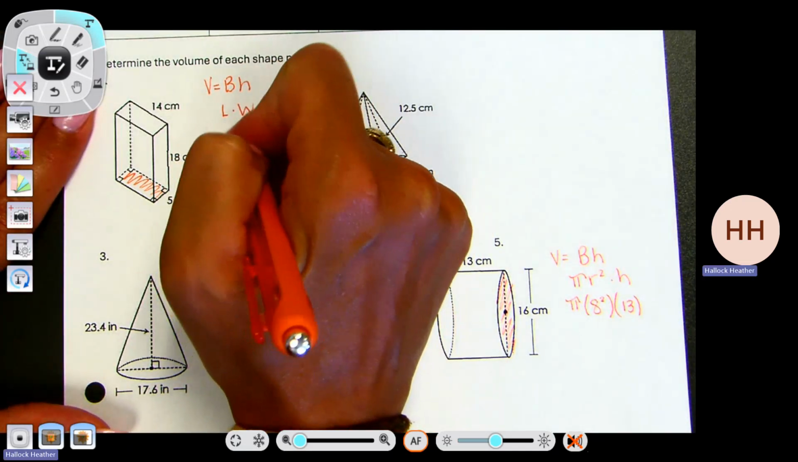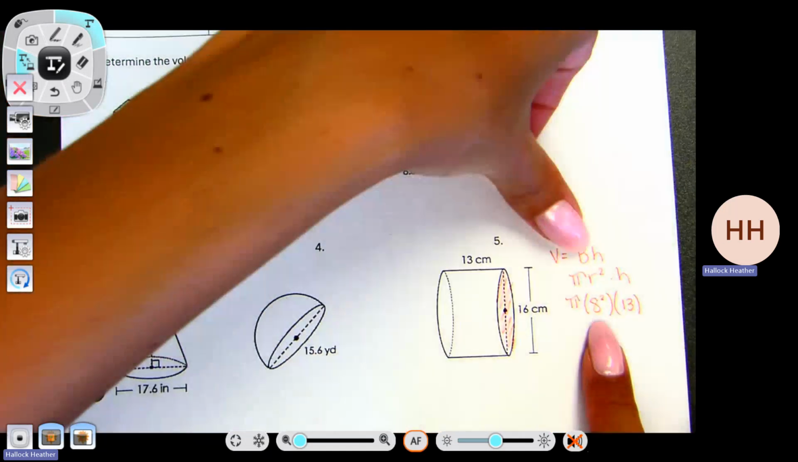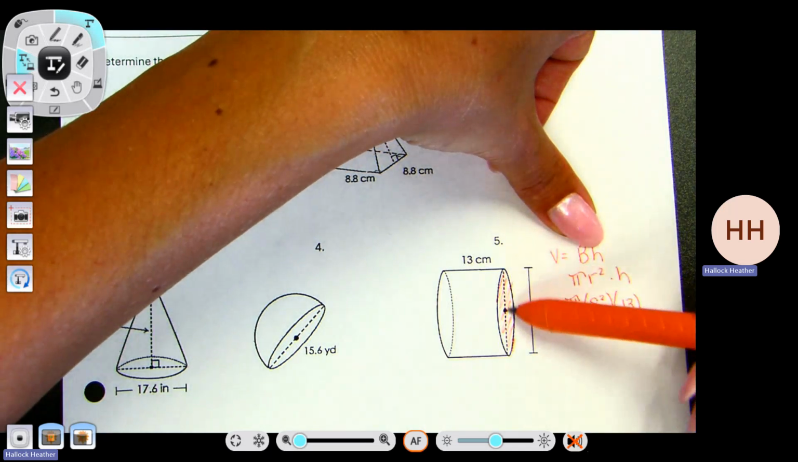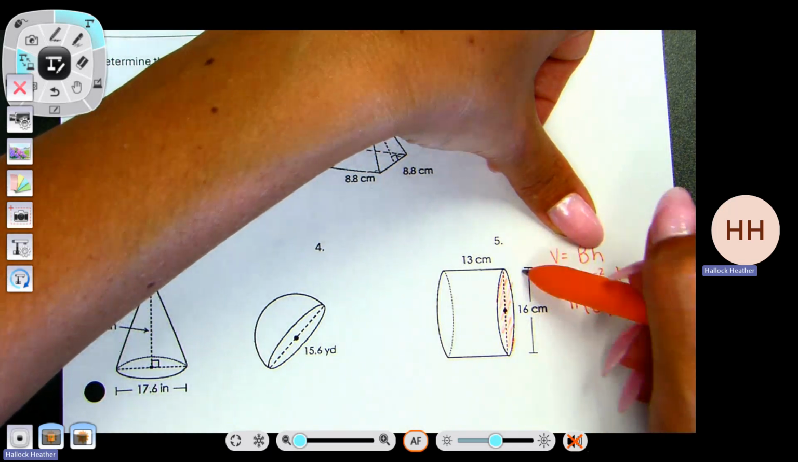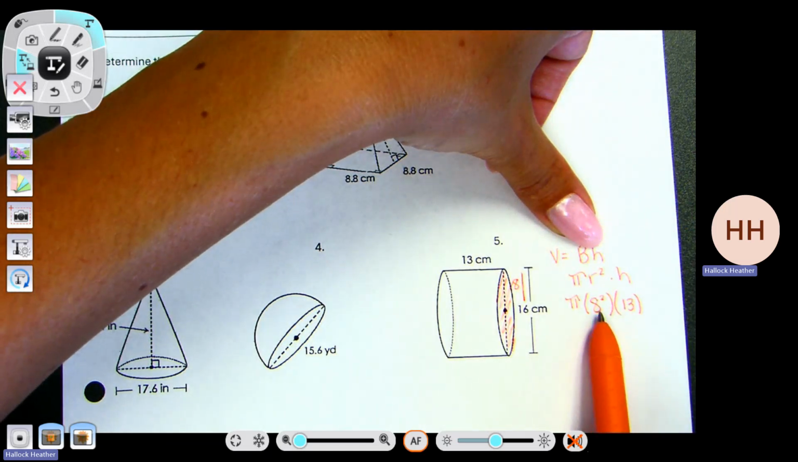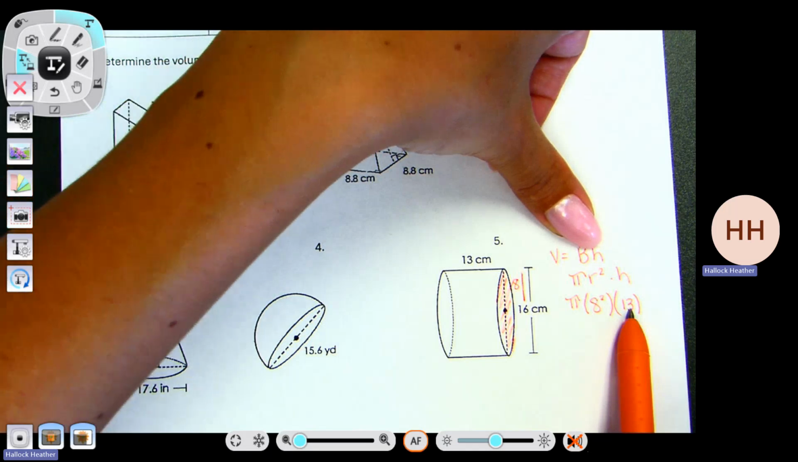1260? Okay. Over here, this one is the same formula, big BH, but big B is not length times width, it's pi r squared. Your radius is not 16, your radius is 8. So if you use 16, it's automatically wrong. So 8 squared is 64. 64 times 13 gives me how much?